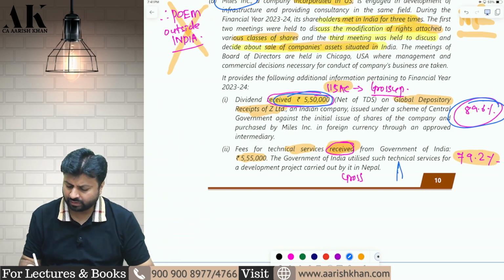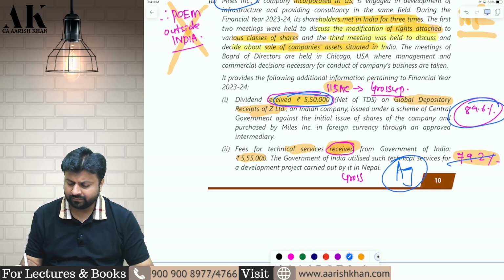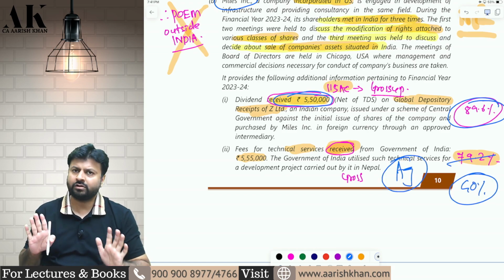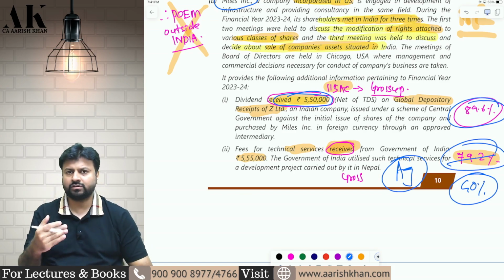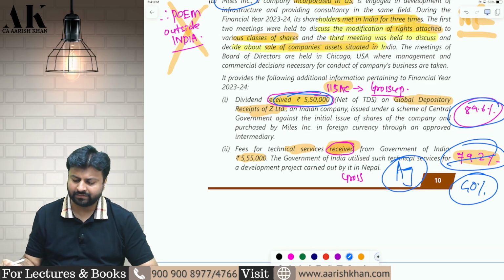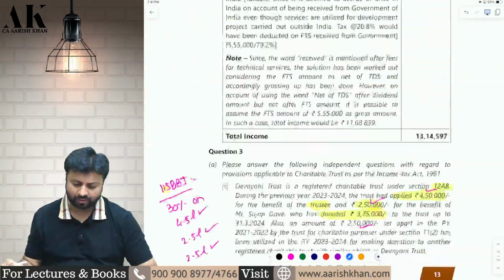Yes, the agreement is not there. I absolutely agree. So alternatively, you can take 40% tax and you can gross up that also. That will also be the correct answer. But unfortunately, ICAI has not done that. ICAI has taken 79.2%. Okay. They have not given any alternate view on this.